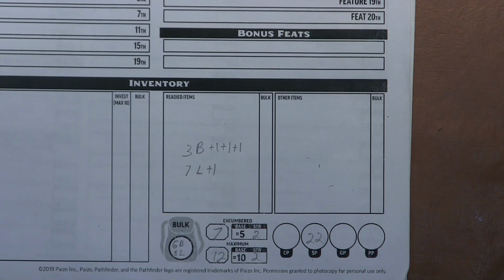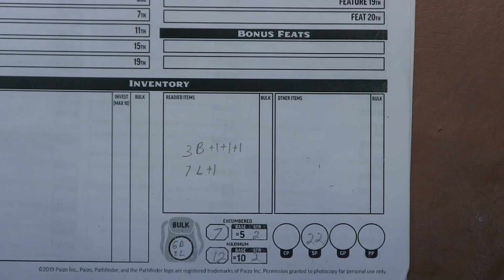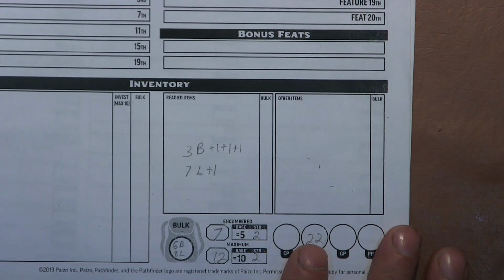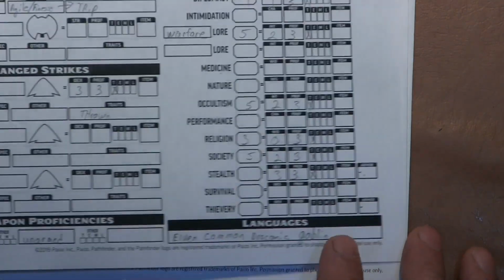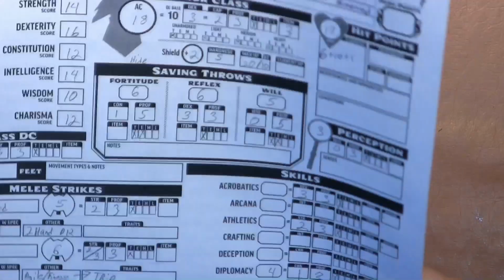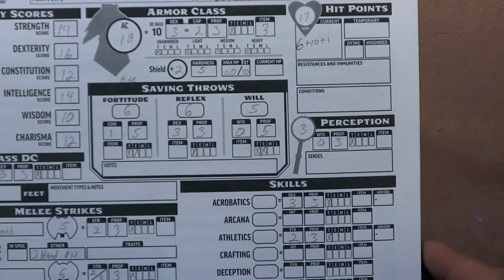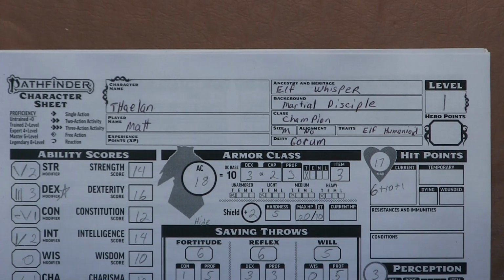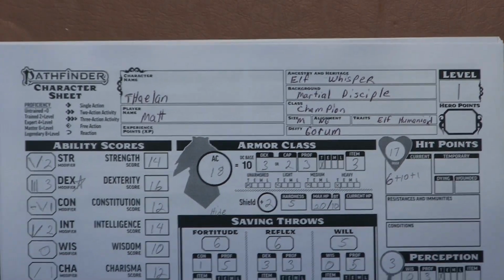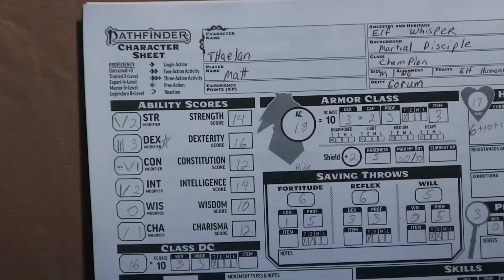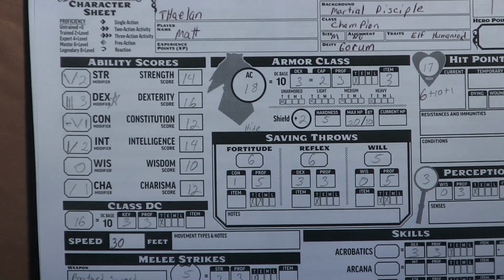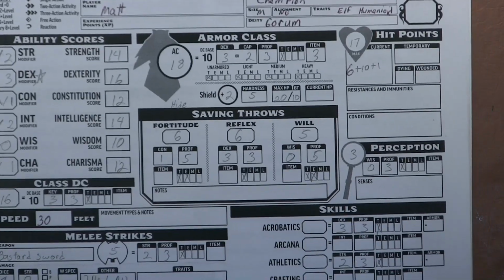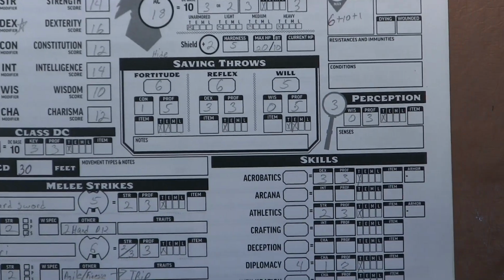Now, like I said, I might change the hide armor out. I chose the Champions kit just for ease and convenience of making the video, and the fact that he's a low-level character. So, real quick, let's make sure that we have done everything. We have Thalen, the Elvish Whispering Champion, who is a martial disciple. We have all of the ability scores filled out. We have filled out will, the shield, hit points. We have the perception filled out.